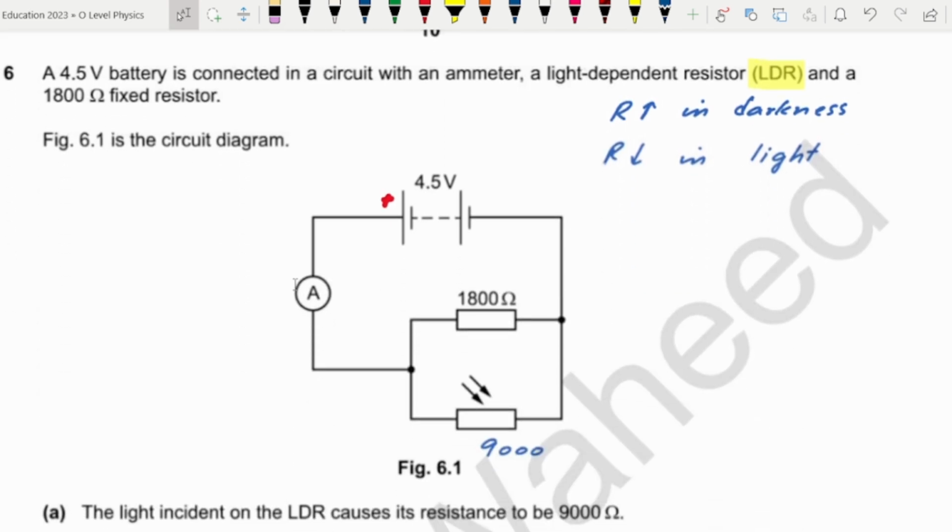Alright, moving on to the next one. A 4.5 volt battery is connected in a circuit with an ammeter, a light dependent resistor LDR, and an 1800 ohm fixed resistor. Figure 6.1 is the circuit diagram. These two resistors are connected in parallel. As we can see, both ends are joined with each other. They are not in series because they are not connected in a straight line.